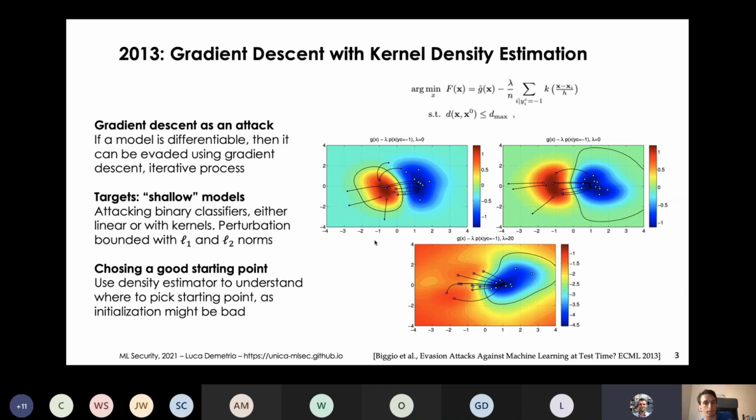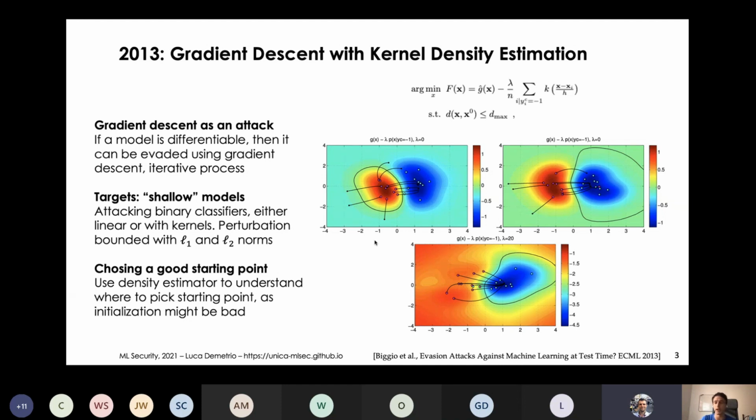So what happened in 2013? This is basically the first gradient attack that has been proposed, and it has been tested only on the so-called shallow models, as they call them by now. So only linear and non-linear classifiers with kernels, so not deep learning. And these perturbations were bounded with two different norms, the L1 and the L2 norms.